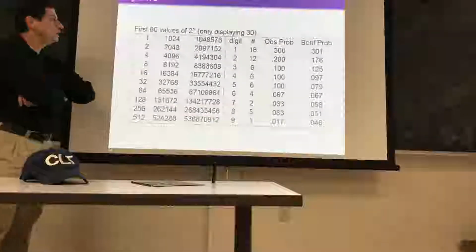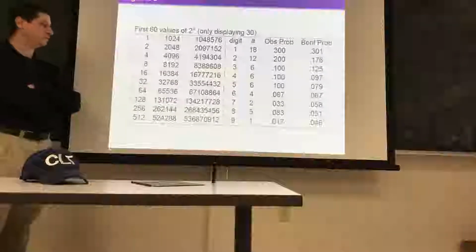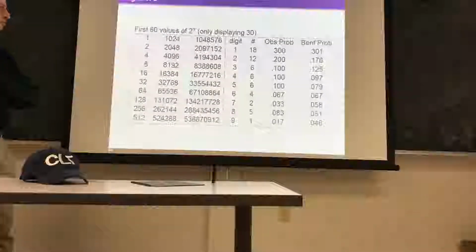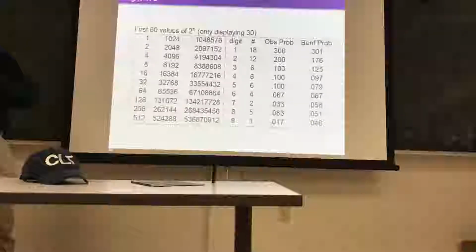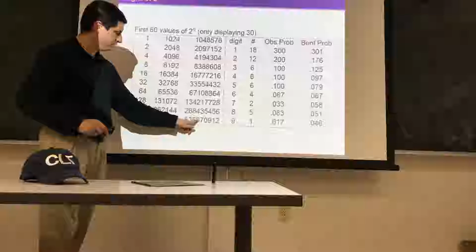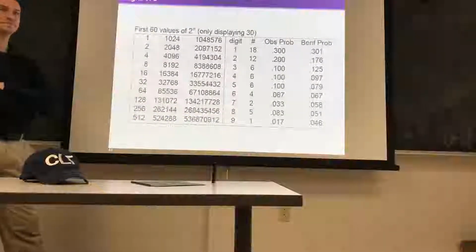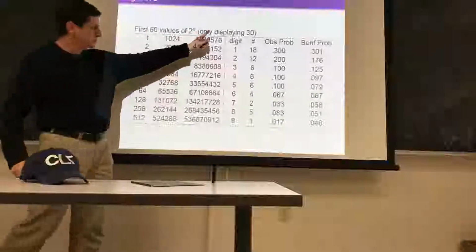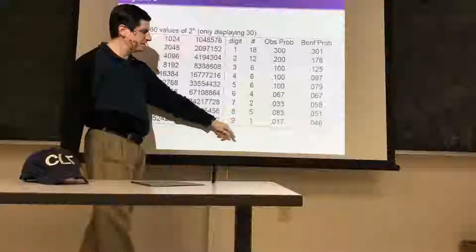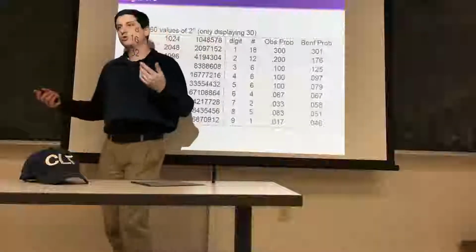All right. So let's look at the first 60 values of 2 to the n. I've told you 2 to the n is supposed to be Benford. The numbers get pretty big pretty fast, so I'm only going to write the first 30. Already, let's see, 1, 2, 3. So already at 536 million at the 30th. Here's the digits. Here's the number of times we have that as a leading digit, the observed probability, the Benford probability. Good fit, bad fit.